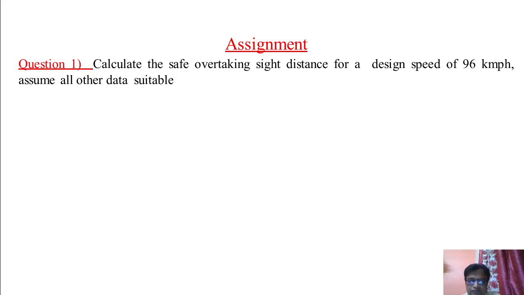So assignment question: calculate the overtaking sight distance for a design speed of 96 km/h. Assume all other data suitably.